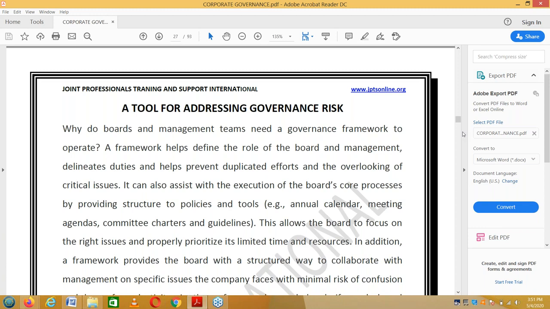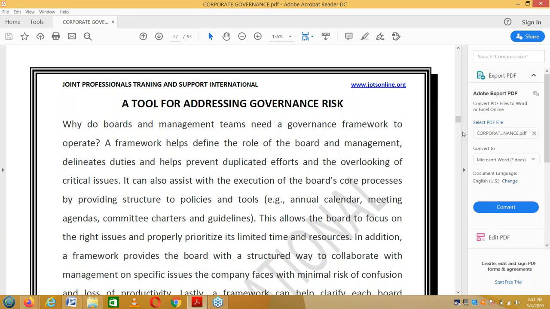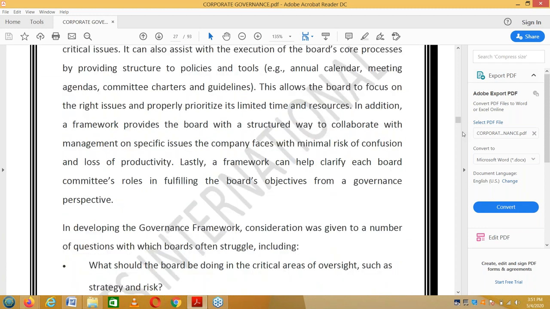In addition, a framework provides the board with a structured way to collaborate with management on specific issues that the company faces, with minimal risks of confusion and loss of production. So a framework will help the board to focus on the right issues. It helps the board to prioritize its time and resources. It also helps the board to structure the way on how to collaborate with management on specific company rules and on what the company is facing in order to minimize the risks and loss of production.